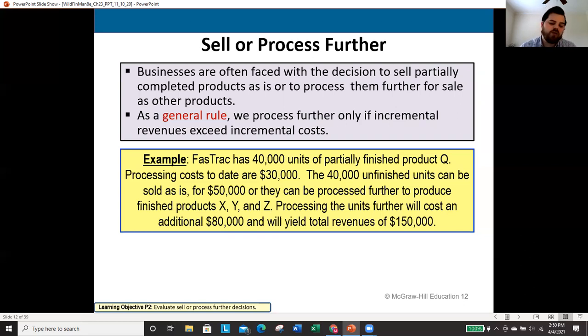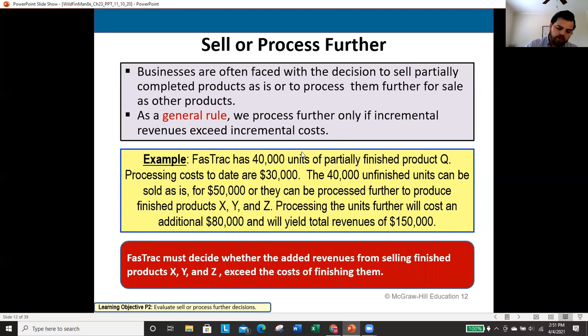So Fast Track has 40,000 units of partially completed product Q. Processing costs to date are $30,000. These 40,000 unfinished units can be sold as is for $50,000, or they can be processed further to produce finished products X, Y, and Z. Processing further will cost an additional $80,000, but will yield total revenue of $150,000.